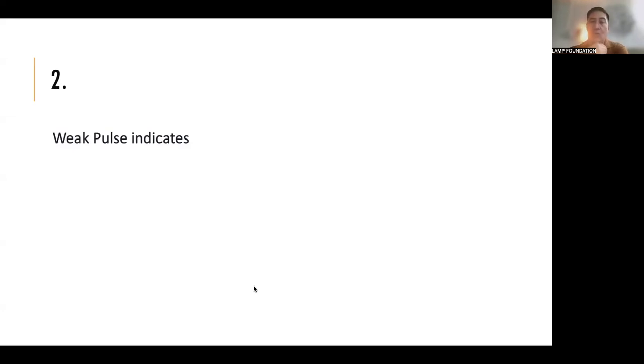Next, what about the weak pulse? Earlier it was soft. This time it's weak. Weak pulse, so if it's weak, it is qi deficiency. Qi deficiency and blood deficiency. Right? Qi and blood, they always go together, like qi is the commander, blood is the mother.